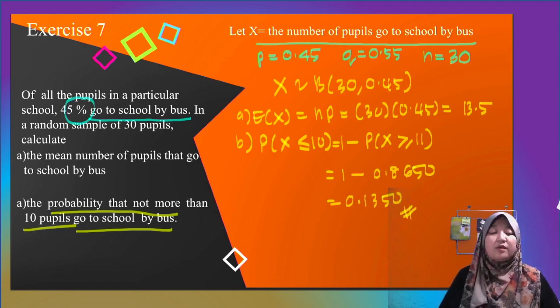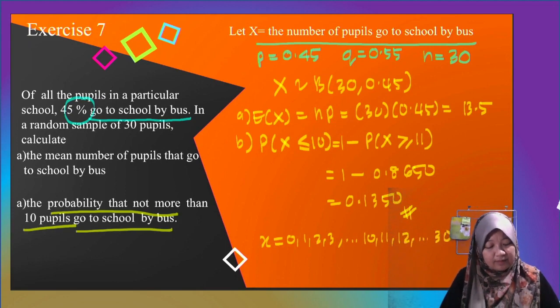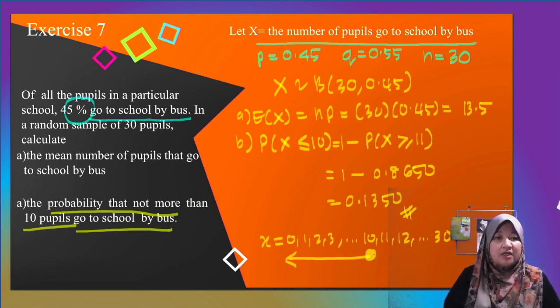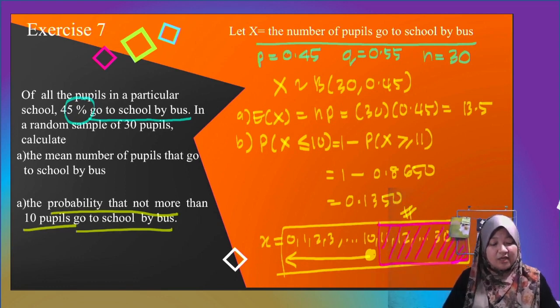Okay, macam mana boleh tahu satu tolak probability X greater than or equal to 11? So, kita tahu ini adalah discrete. So, 0, 1, 2, 3 until 10, 11, 12 until 30. So, dia nak apa? X less than or equal to 10. So, ke bawah. Dia nak nilai yang kurang atau sama dengan 10. Jadi, kita consider the whole probability is equal to 1, and minus the rest area. The rest area is kawasan ni, X greater than or equal to 11. Okay, so kita dapatlah kawasan yang kita nak.